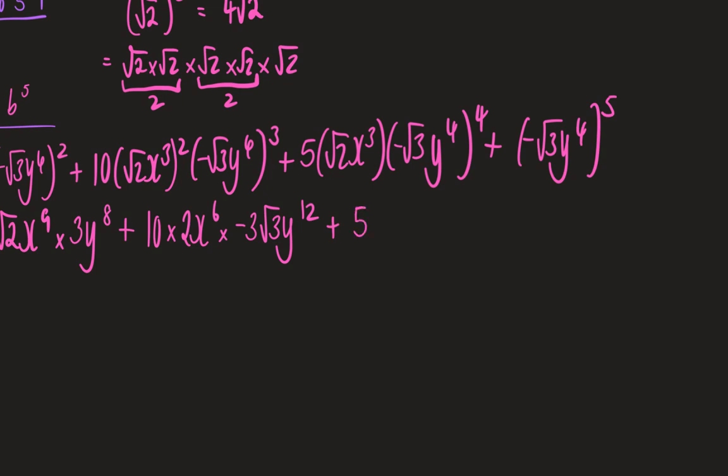plus 5, we're up to here now, this term, 5 times root 2 x cubed times negative root 3 to the power of 4 is positive 3 times positive 3, so 9. And then y to the power of 4 times 4 is 16. And then final term, we have negative root 3 to the power of 5, which again is 3 times 3 times negative root 3. So that's going to be negative 9 root 3. Y to the power of 4 times 5 is 20.